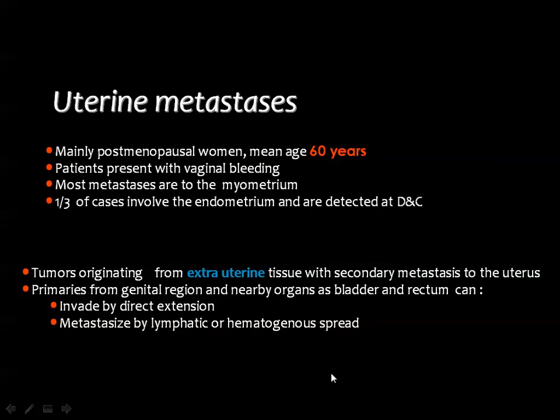Metastases are very rare to the uterus, and they are not usually diagnosed by imaging. They are diagnosed during curettage and sampling. Metastases can go to the uterus from extrauterine lesions, and also they may reach the uterus by hematogenous spread and also lymphatic spread.